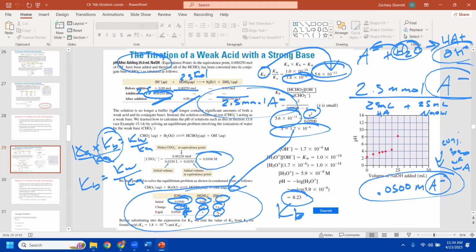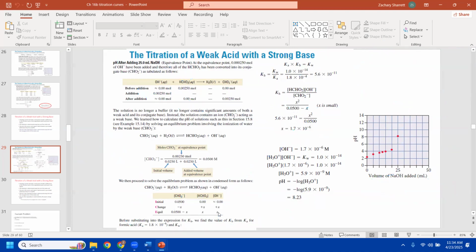So is that a slightly basic pH? Yes? Is that what we wanted? Yes, we feel confident about it, okay? So once again, there's a lot of ways to do this. You do it however you want. You show your work on the exam, okay?